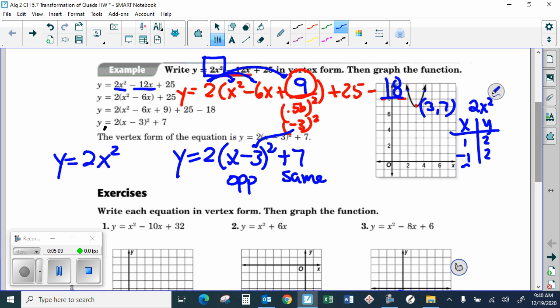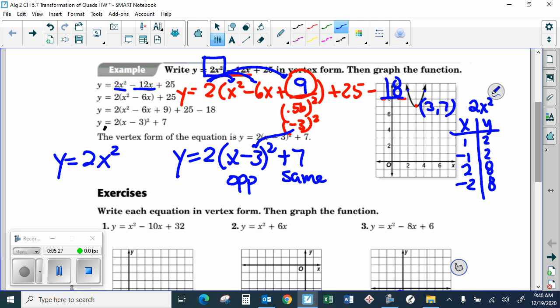If I want another point, I could go 2 and -2, and 2 and -2 squared is 4 times 2 is 8. Okay, and I go right 2 up 8, left 2 up 8, and that'd be another set of points. So that's for graphing it.